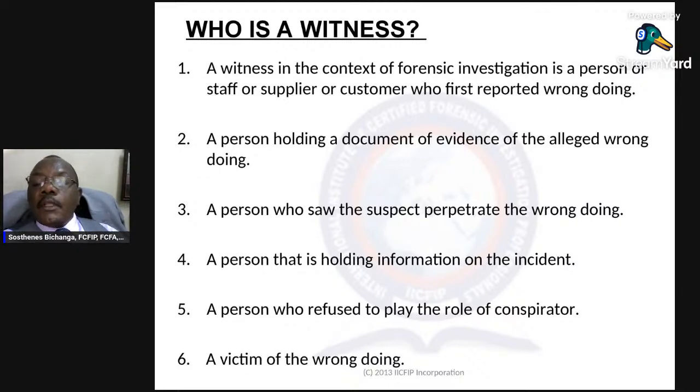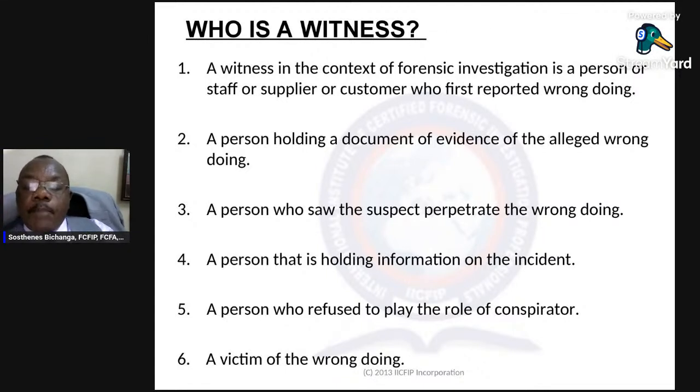A person holding a document of evidence of the alleged wrongdoing. If there is a person who has a document of evidence, then this person will be interviewed to tell us how he got the document and why he believes that that document is a forgery or it is the work of fraud or corruption.